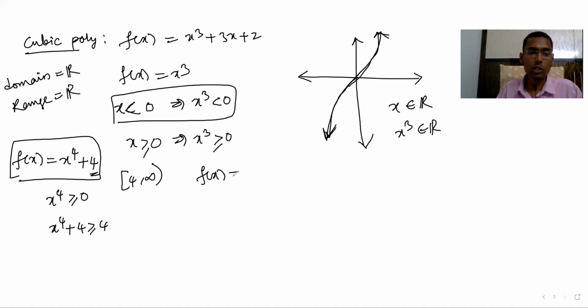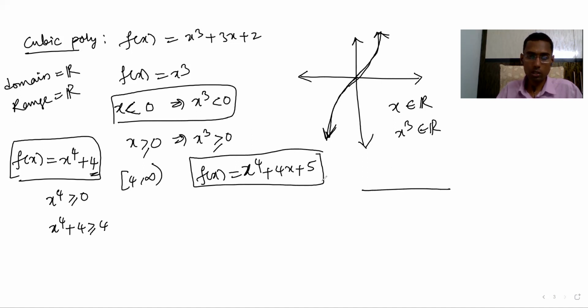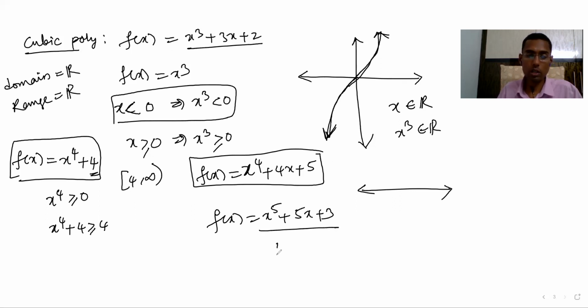For example, you have f of x equal to x power 4 plus 4x plus 5, let's say. For this, you can't find. But you know that it is an upward parabola only. This is also again an upward parabola only. Or even degree. Odd degree you can find. For example, you have f of x equal to x power 5 plus 5x plus 3, let's say. For this, you can find out domain and range. Range is all real numbers.